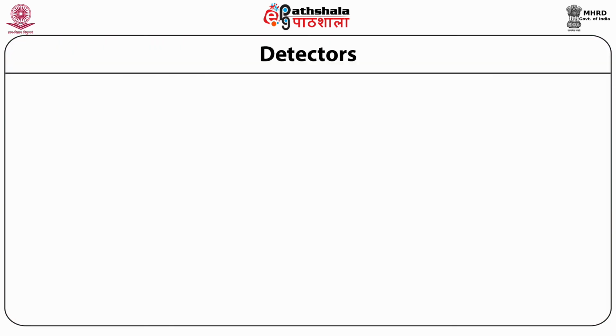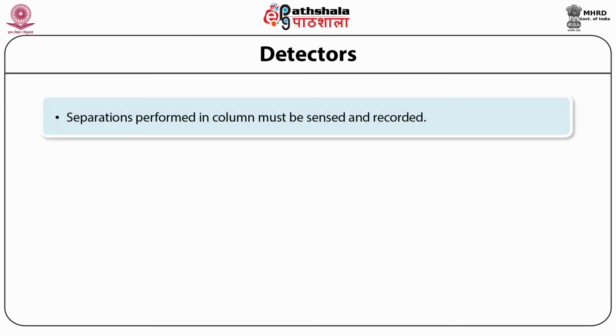The last part of the experiment which is to be performed is the identification of the separated components, and this is done with the help of detectors. Separations performed in the column must somehow be sensed and recorded, and this is done with the help of detectors. All of the components are highly diluted in the carrier gas with concentrations of 1 ppt at best ranging down to 0.